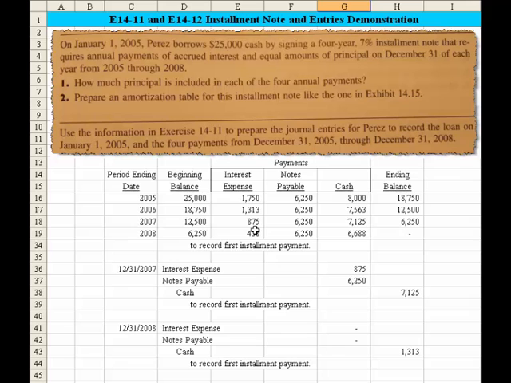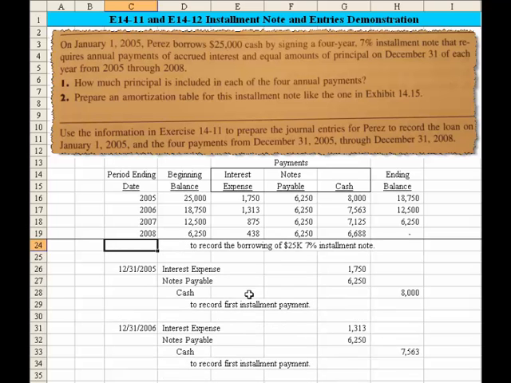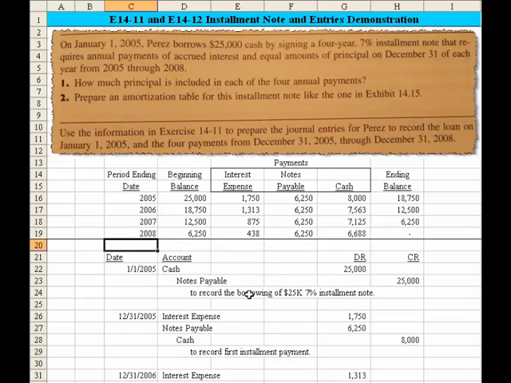And finally, the last entry, cash comes from right there. Interest expense comes from the amortization schedule right there. And the notes payable, again, same $6,250 amounts. And with that, we've taken care of the journal entries associated with this installment note where we've borrowed $25,000 at a 7% annual rate.